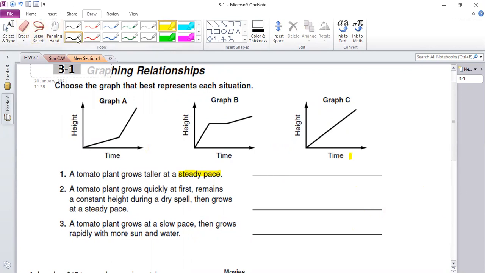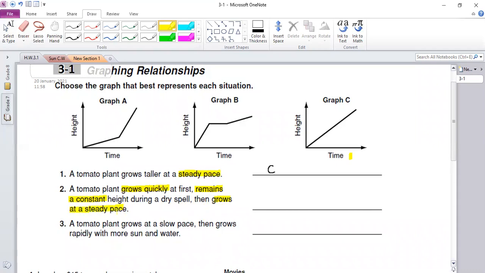So you can see that the flatter line is for graph C. So this is going to be for graph C at a steady pace, right? Now let's look at the other one. A tomato plant grows quickly at first, so that means there's a quick growth, remains a constant height during a dry spell, then grows at a steady pace again.